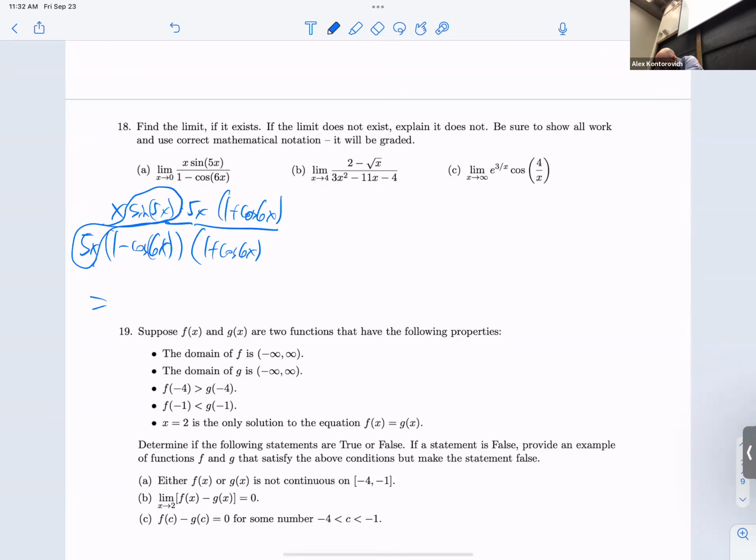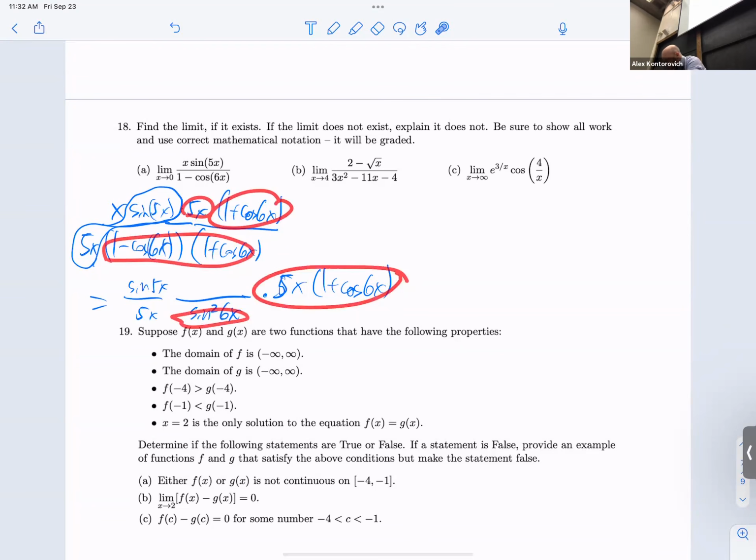So let's put these together. Sine of 5x over 5x is going to 1. 1 plus cosine and 1 minus cosine turns into 1 minus cosine squared. That's why I wanted to do that, because 1 minus cosine squared is sine squared of 6x. Now what do I have left over? I have the 5x left over, and I also have a 1 plus cosine of 6x left over. These two together made this denominator. The 5x is left over. The 1 plus cosine of 6x is left over.